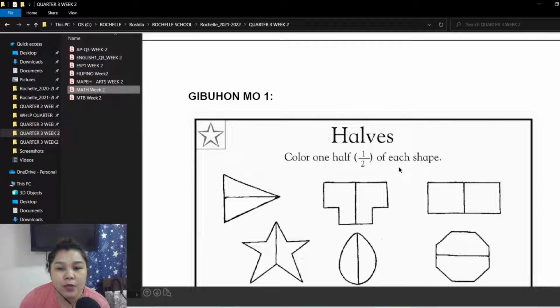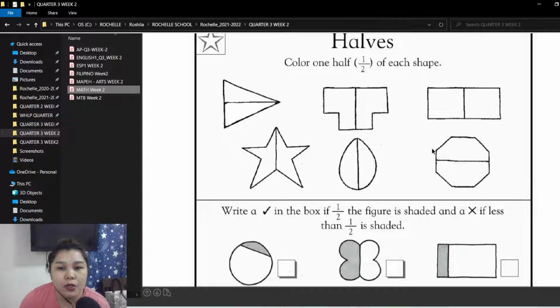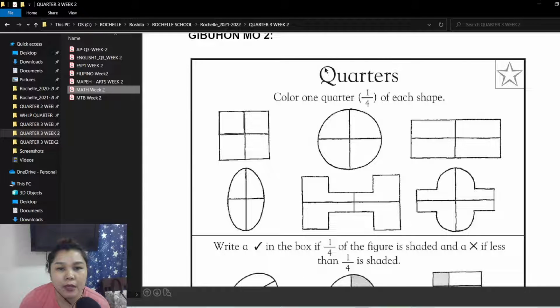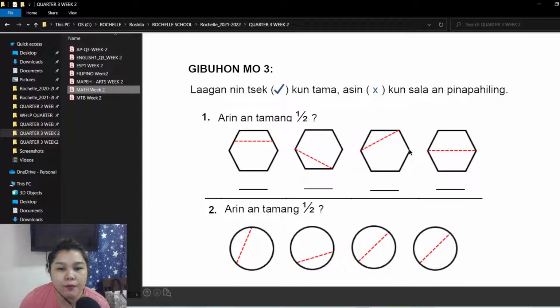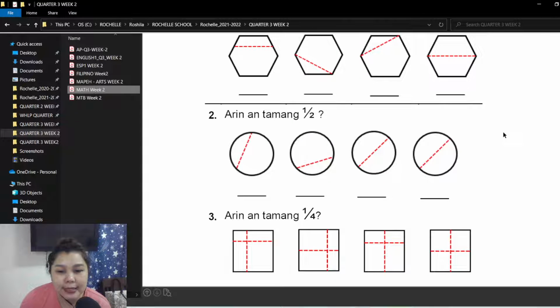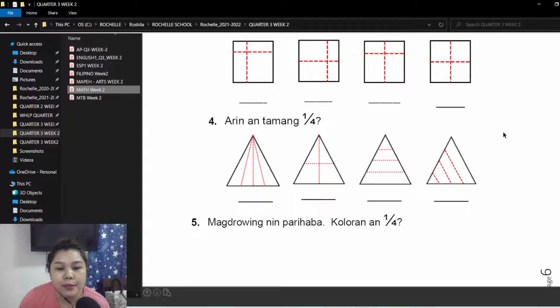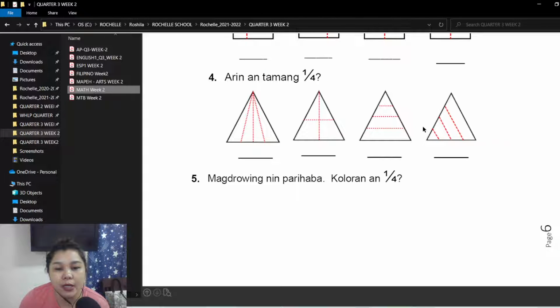Followed by gibuhon mo 1. You also need here your crayons. Then may gibuhon mo 2. So, yung gibuhon mo 1 is about 1/2. Ito naman tukol sa 1/4. And then gibuhon mo 3. So, lagyan ng check kung tama as in X kung mali ang ipinapakita. So, but there are 4 blanks. So, may isa dyan na may check. And then, may 4 na X. And then, number 5 naman, you need to draw something here.